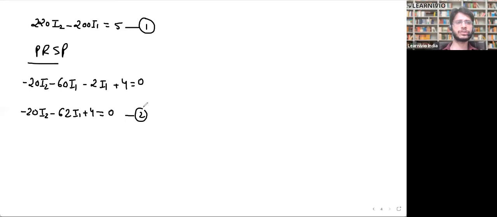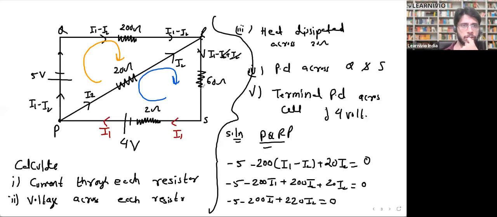So we have two equations and two variables. If I solve these equations, what we can do is... How did you get minus 200 I1? This is 200, no? Yes, I1 minus I2, so I multiplied it here. I messed up while dividing the current.